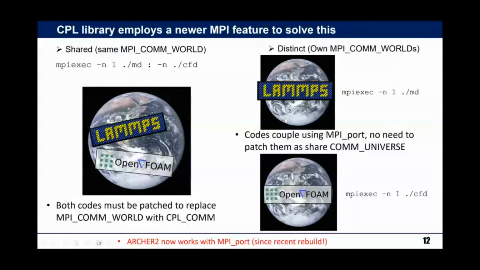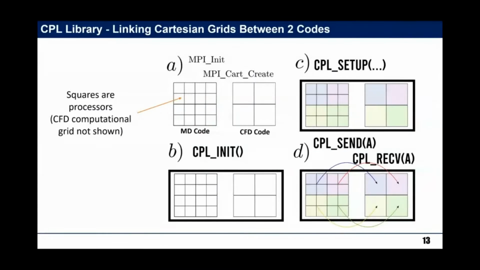The other way we solve this, and this is something that has only recently become available as ARCHER2 has just gone through a software update, is you create both codes with their own MPI com worlds and you merge them together using the MPI port system. If you do that, you don't have to patch both codes. And so this allows a much more elegant form of coupling.